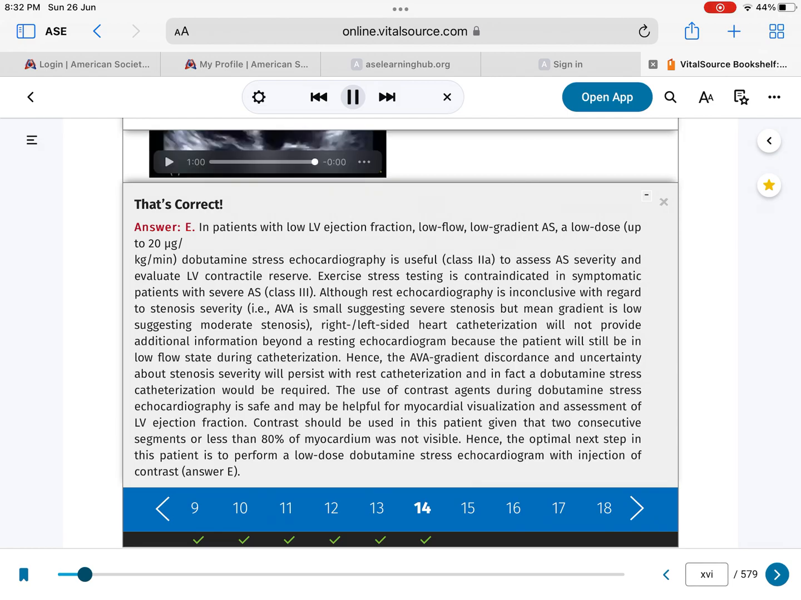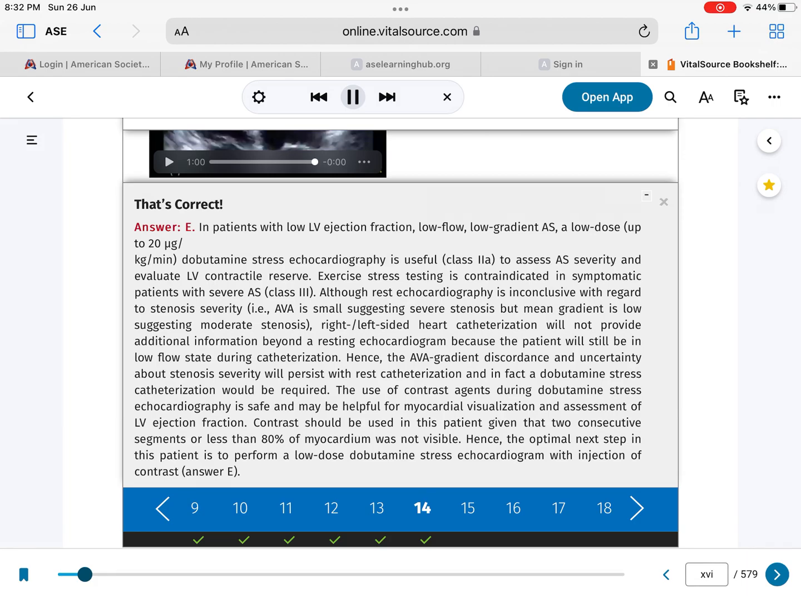Question 14. What is the diagnostic test that you would do next in this patient? A. Exercise stress echocardiography. B. Full dose, up to 40 µg/kg/min, dobutamine stress echocardiography. C. Full dose, up to 40 µg/kg/min, dobutamine stress echocardiography with contrast.